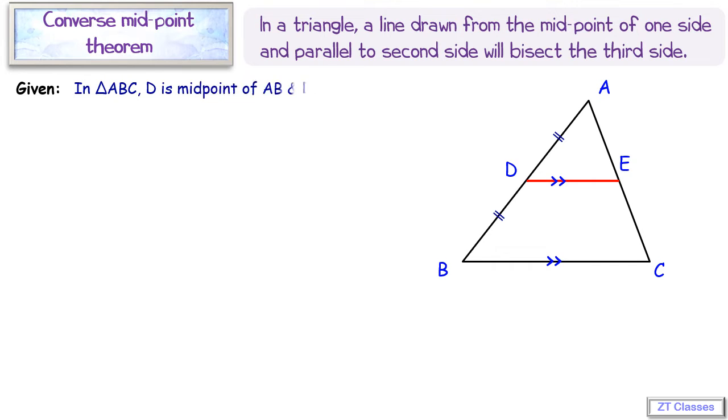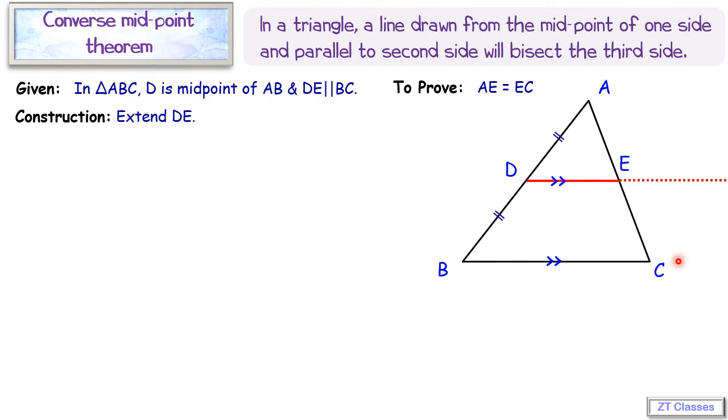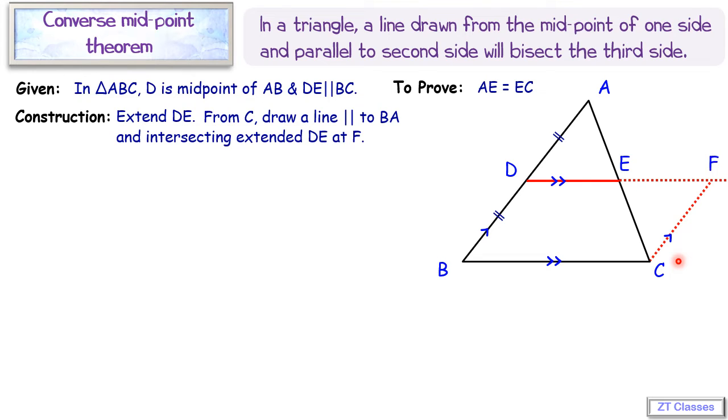So given here is triangle ABC where D is midpoint and DE is parallel to BC. We have to prove that E is midpoint of AC, or we have to prove AE is equal to EC. Let's see the construction here. So we'll extend the line DE, and from point C we'll draw a line parallel to AB. Let's name the point of intersection as F.